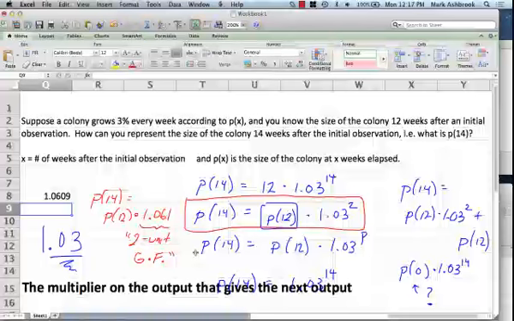Any questions on this first example? Make sure you know what the growth factor is. It's the multiplier on the output. It's the 1-unit growth factor. That bolded definition, because it's giving the next output, is the definition of the 1-unit growth factor, and that's what you've been working with so far. Anybody have a question?